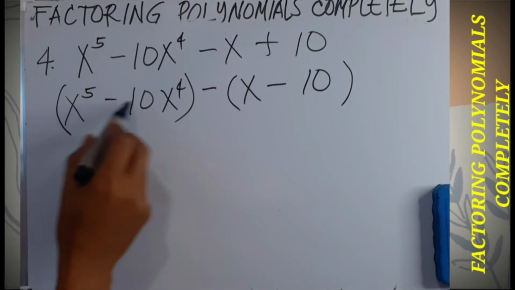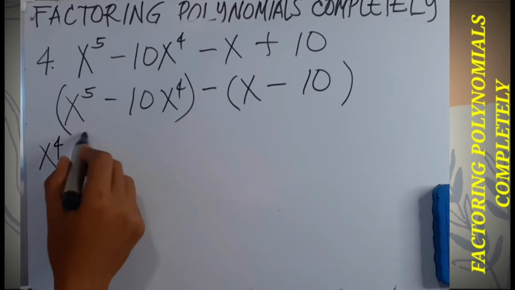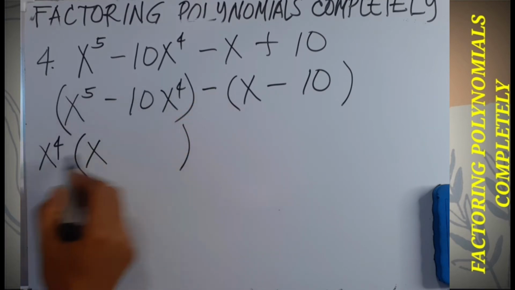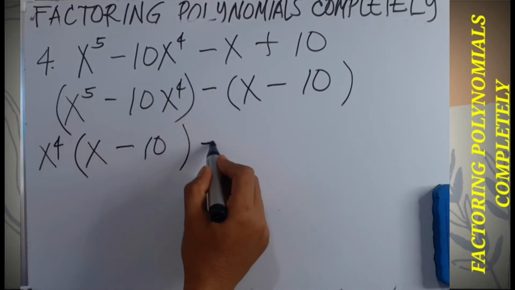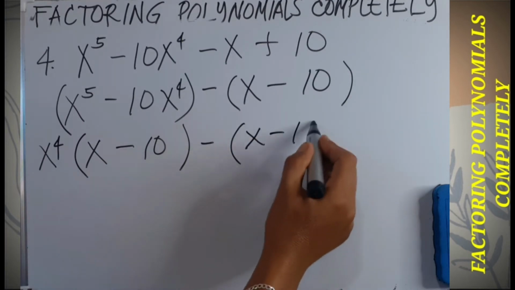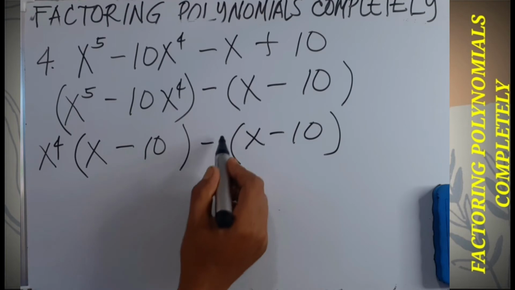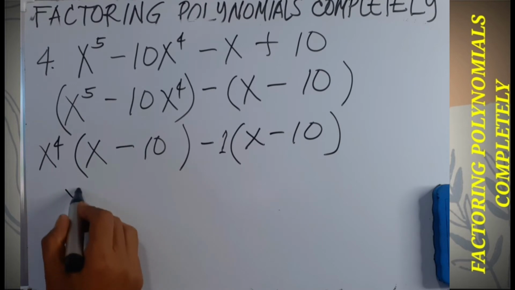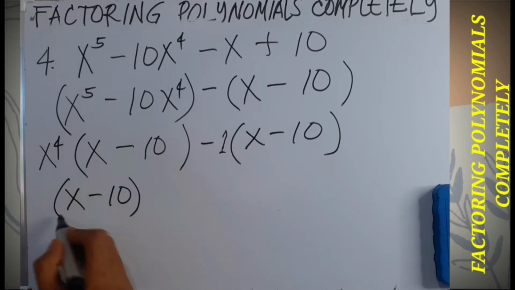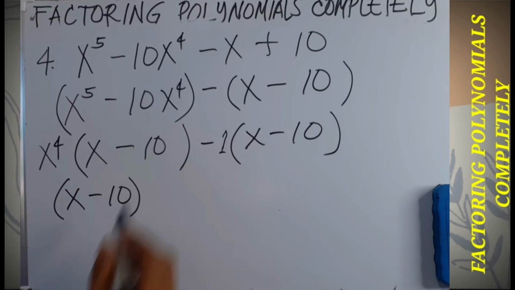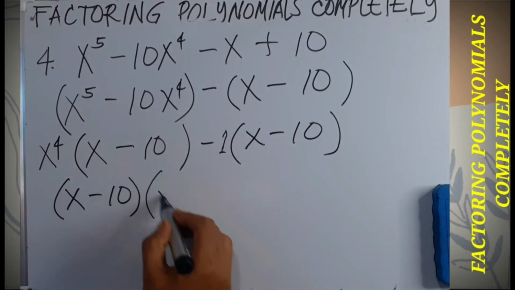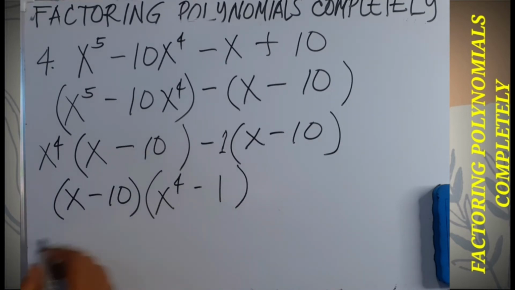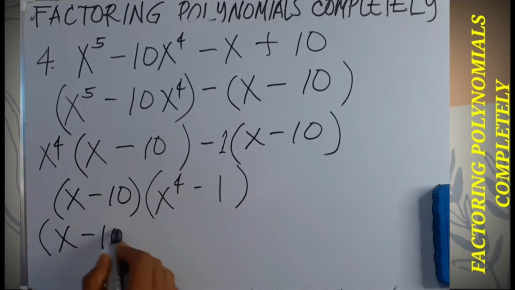Again, what is common to the first group is x to the fourth. X to the fifth divided by x to the fourth is x. Cancel x to the fourth here. So we have minus 10 minus quantity x minus 10. Again, there is an imaginary 1 here. So x minus 10 represents the first factor, just because it is common between the two terms. If you cancel here, x minus 10 remained as x to the fourth minus 1. X minus 10 is already a prime factor.